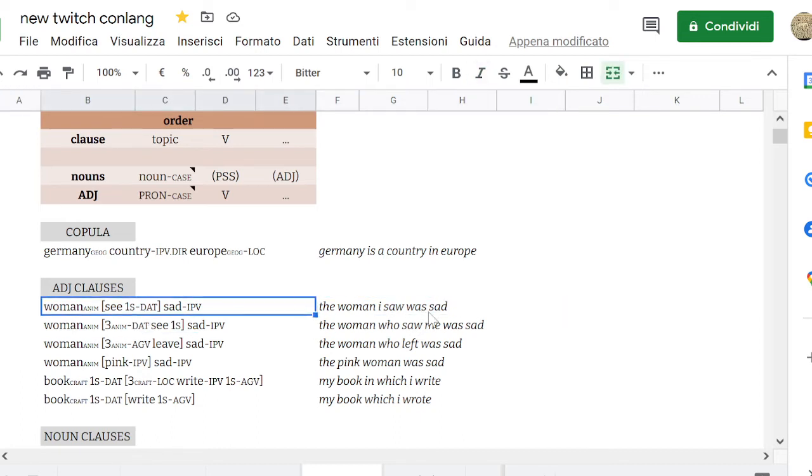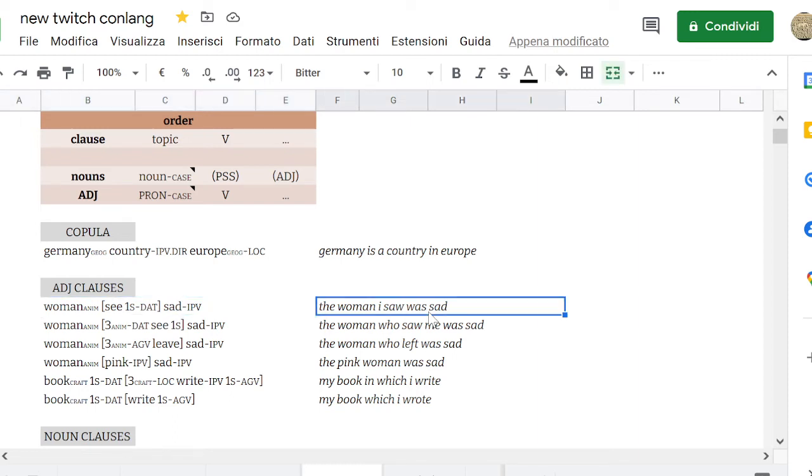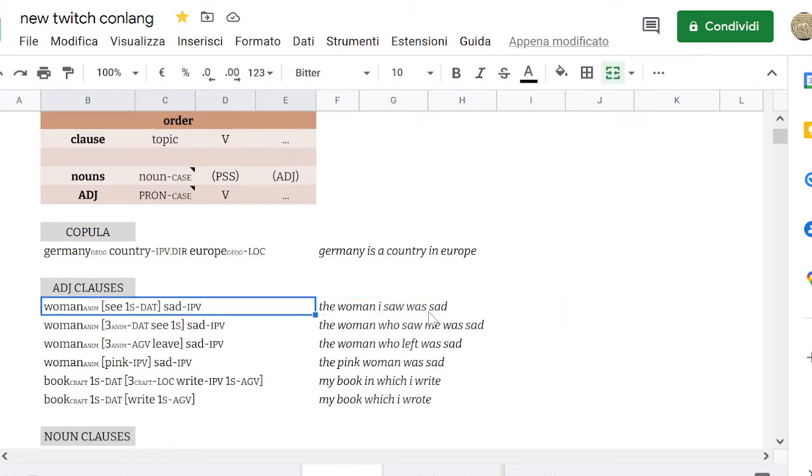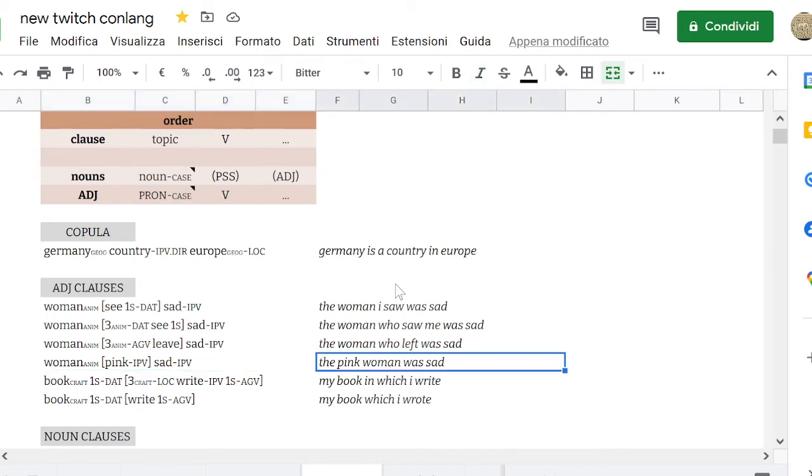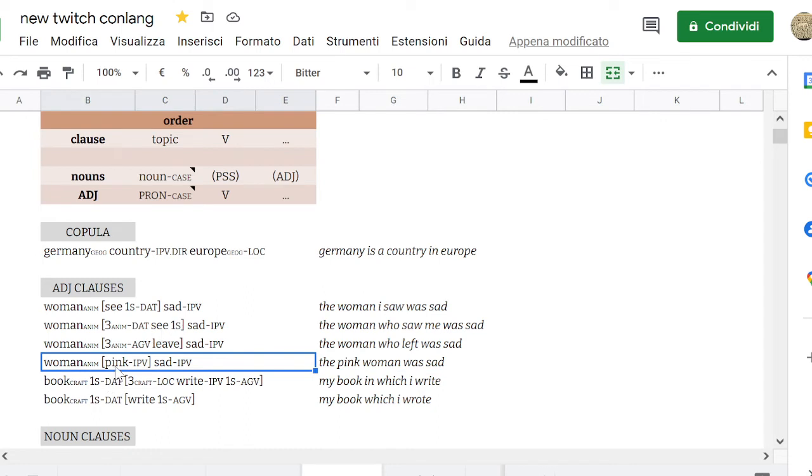Except in English, we say seen, which is a participle. In this language, you're just going to say the verb see. But because of the word order, it's going to be clear that it's describing woman and it's not the main verb. The main verb is sad because it's coming after the topic here. Another example, like the pink woman, if she's pink because she's blushing or whatever, the woman who is pink, the woman who pinks. And it's clear that she's the patient of pink because there's no relative pronoun here.